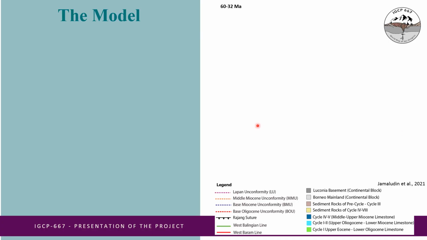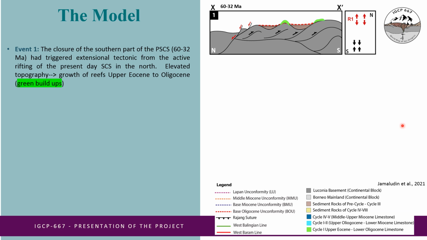So from here, we have developed a model. During the first event, which is the closure of the southern part of the Proto-South China Sea, or the drifting of the Luconia continental block, it triggered extensional tectonics from active rifting. And this has developed elevated topography in the southern part of the Luconia block, which provides a template for the Eocene to Oligocene carbonate growth.